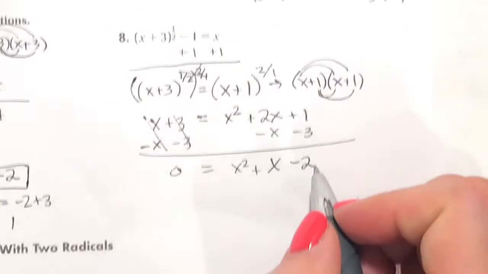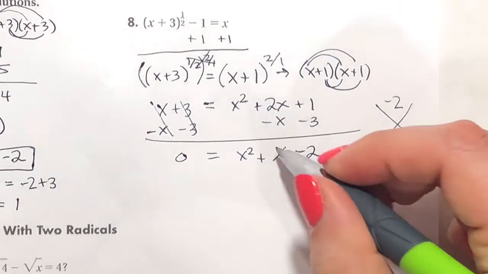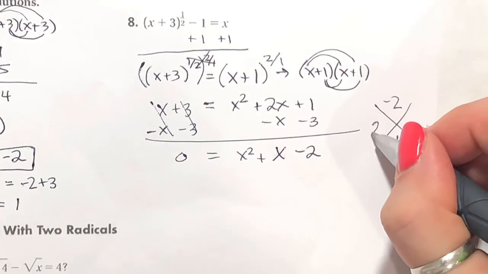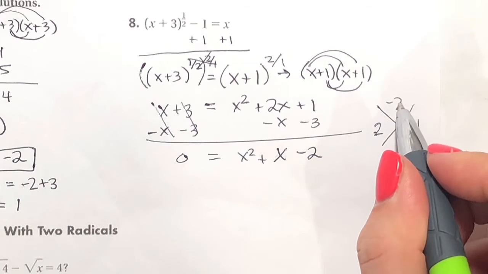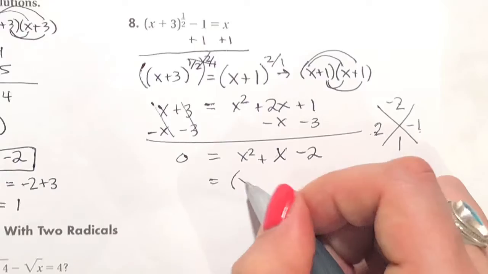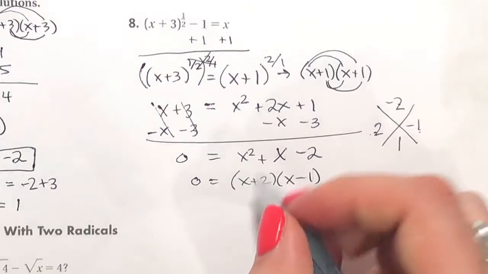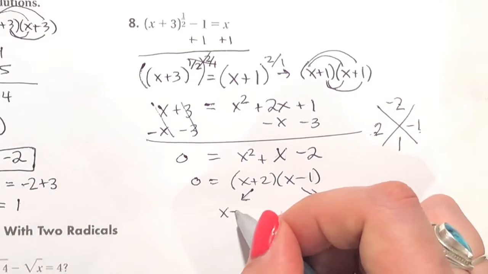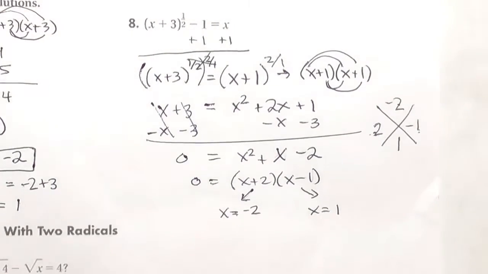So now on this one, we need to think what multiplies to be negative 2 and adds to be 1. So that would be 2 and negative 1. So 2 times negative 1 is negative 2. 2 subtract 1 is 1. So we get x plus 2, x minus 1 is our factors. But then when we get our solutions, we flip the sign. So we get x equals negative 2 and x equals positive 1.